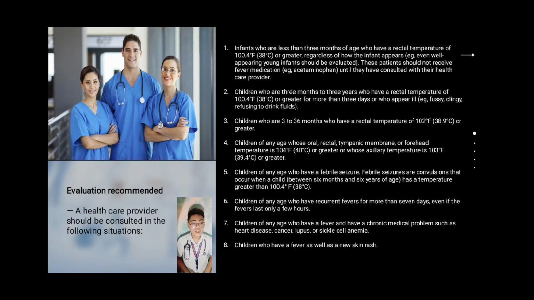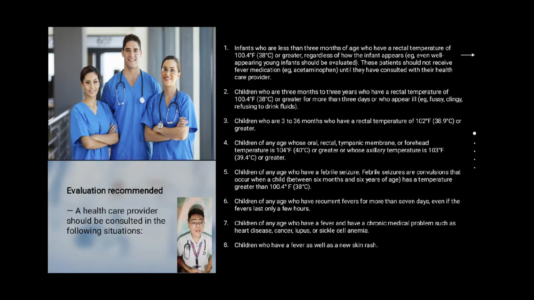Second, children who are 3 months to 3 years who have a rectal temperature of 100.4 Fahrenheit, 38 Celsius or greater for more than 3 days, or who appear ill, fussy, clingy, or refusing to drink fluids. Third is children who are 3 to 36 months who have a rectal temperature of 102 Fahrenheit, 38.9 Celsius or greater.